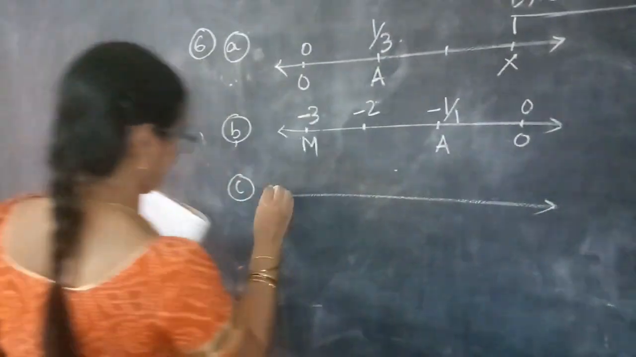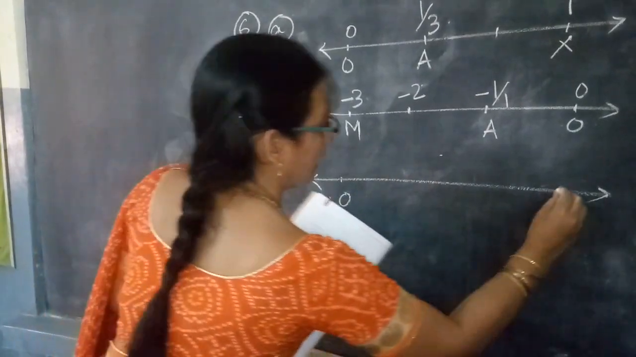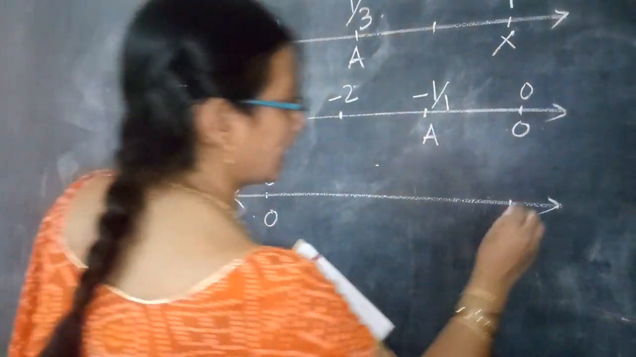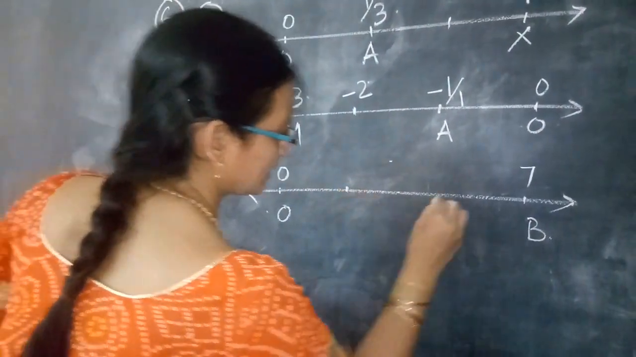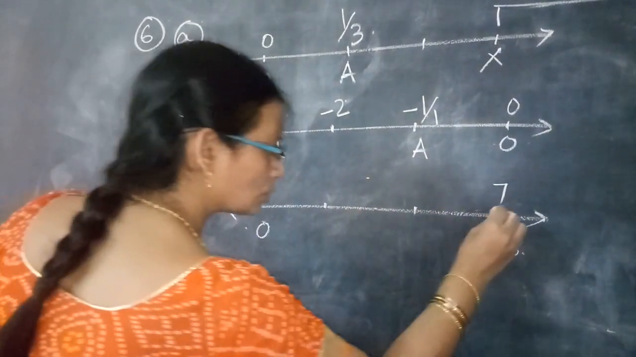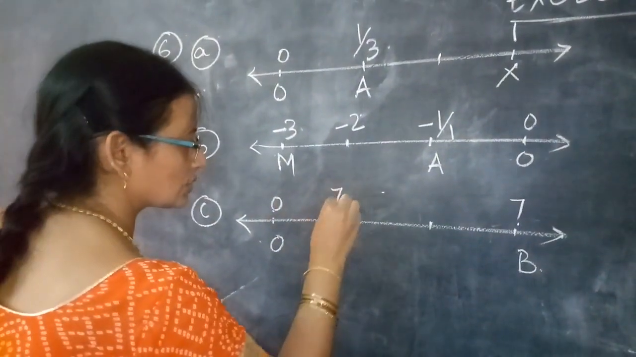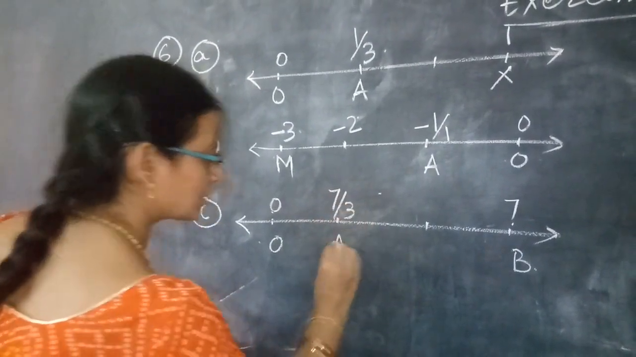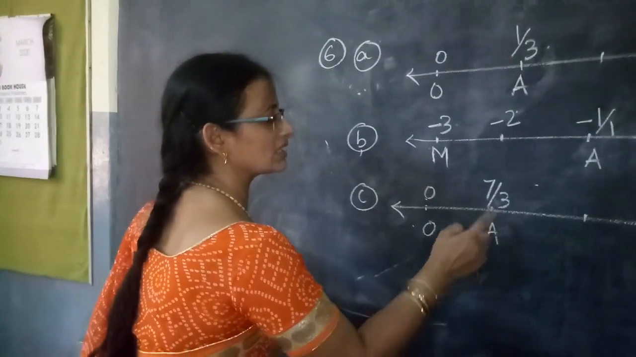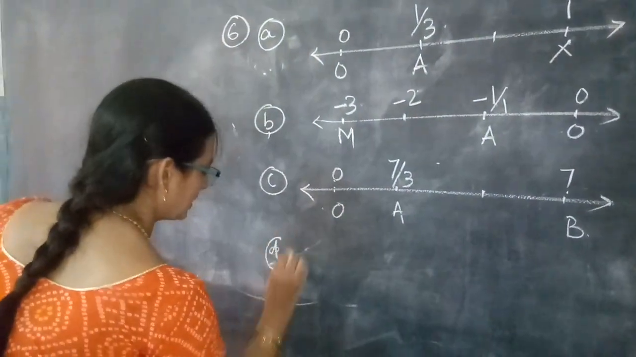C. O is 0 and B is 7. It is divided into equal parts, so 0 to 7 it is divided into 3 parts. So 7 by 3. It is asked, A represents what rational number? A represents 7 by 3.